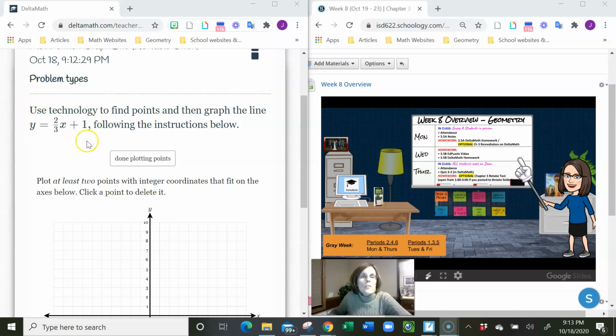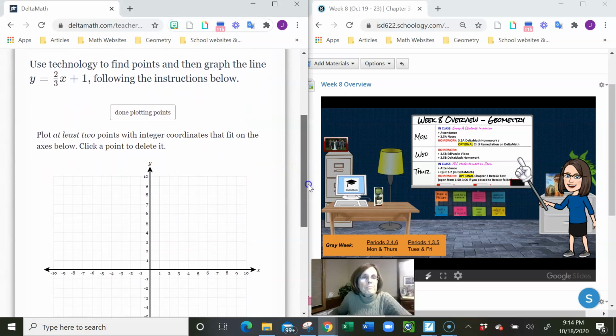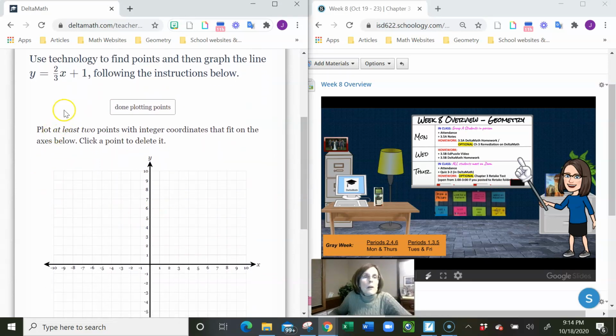Now, some of the equations that they will give you are ones that you should be able to graph without using technology. So for instance, this equation here, y equals 2/3 x plus 1. This is in slope-intercept form. So I should be able to plot a point using my y-intercept. And in this case, tell me what is my y-intercept. My y-intercept is the +1, so I can plot that point right here.